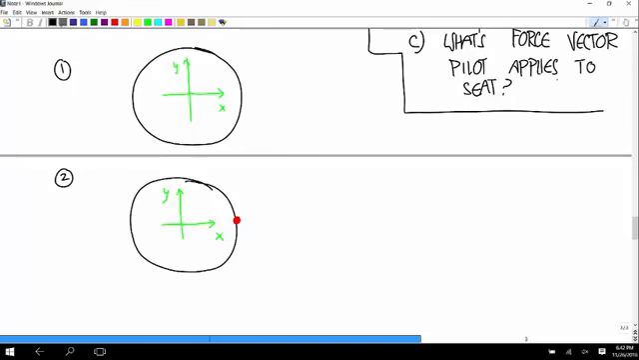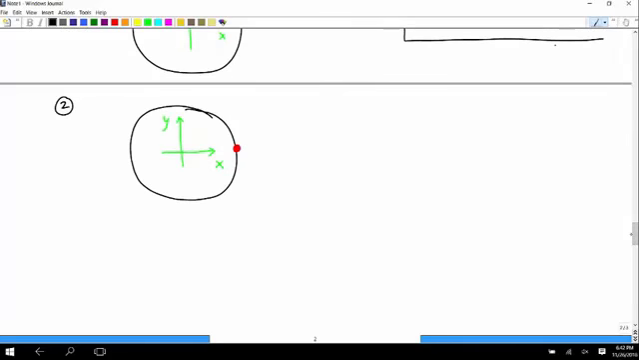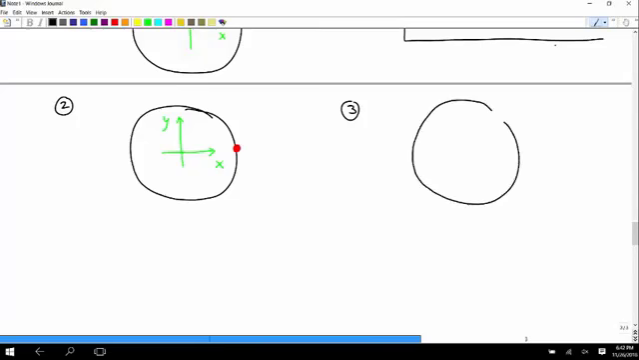Step 3. Yep. So is x, y. There's the point. So that means the centripetal acceleration is pointed this way. In this case, it's in the negative x direction.